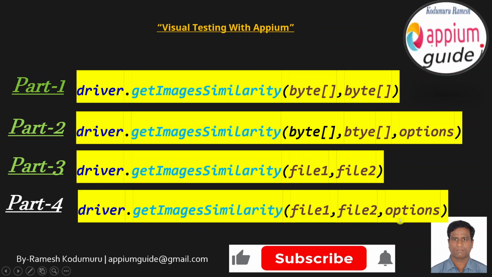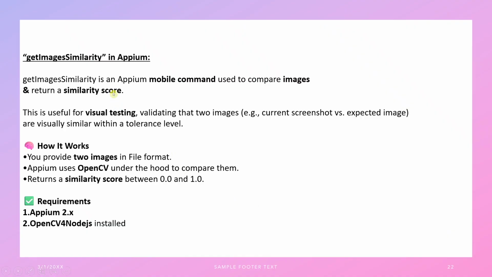First of all, we need to understand what exactly getImagesSimilarity is. getImageSimilarity is a built-in Appium method which is used to compare two images and return the similarity score. This is useful for visual testing, validating whether the two images, the current screenshot and the expected image, are visually similar within the tolerance level. So by using getImagesSimilarity, we are comparing two images and it will generate a similarity score.